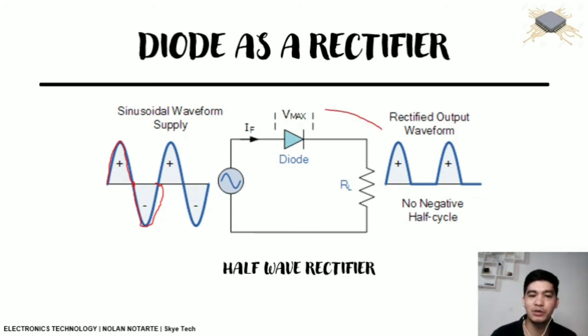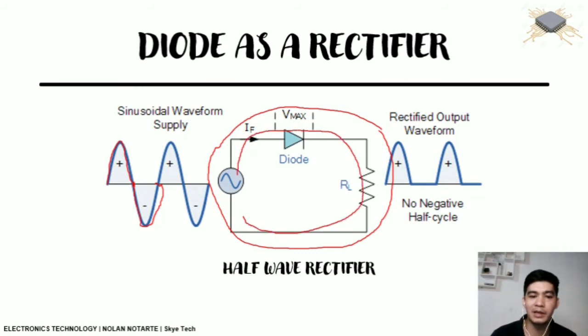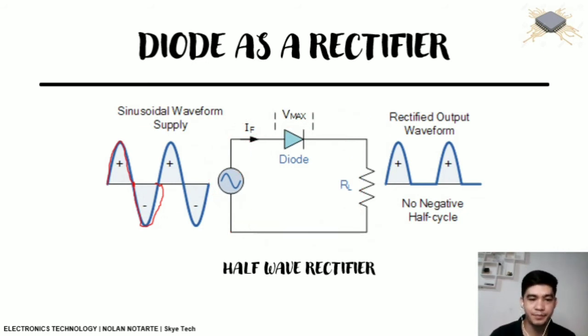Kung titingnan natin dito sa circuit, ang ibig sabihin po ng positive and negative na yun, unang positive wave mula dito, papunta dito, and then balik. Ngayon, yung negative part, babalik siya mula dito, babalik siya naman dito sa kabila. Yun po yung behavior ng alternating current. Back and forth ang electrons, ganun siya kabilis. Pero, in this circuit, hindi siya makakapag-back and forth because of this diode here. So, yun po yung unang function.